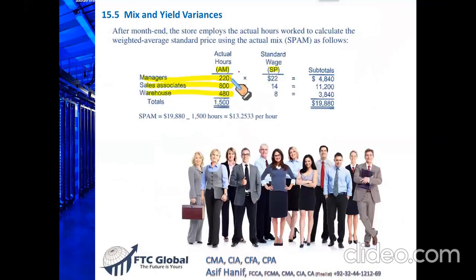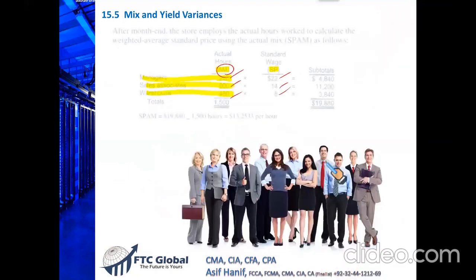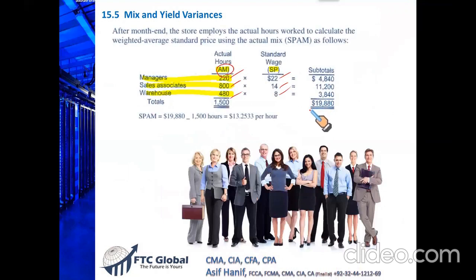So these are the actual hours we use. This is called the actual mix. And the standard price is the same, 22, 14, 8, same as given here. Okay. Now, as per our actual mix, our total cost is 19,880. And if this is divided by 1500, 19,880 divided by 1500, this gives us SPAM, which is 13.2533. This is called the standard price of actual mix, or in other words, the weighted average cost per hour of actual mix.